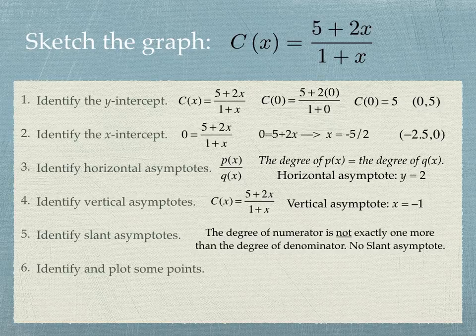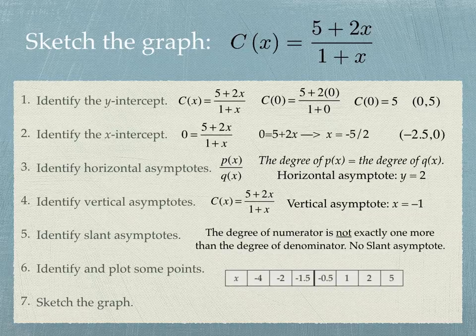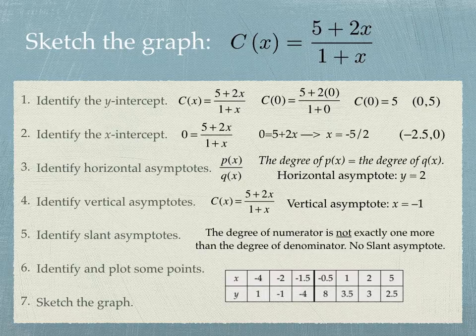Then we'll make a table of values and we'll plot some points and sketch the graph. Now to make this table of values, I like to look at my vertical asymptote of x equals negative 1 and pick a couple of points to the left of that and some points to the right of that. I try to pick convenient values of x so that I can use mental math to find the values if I don't have access to a calculator. I substitute each value of x into the function to get the corresponding y value. So these are the points that I will plot to sketch the curve.